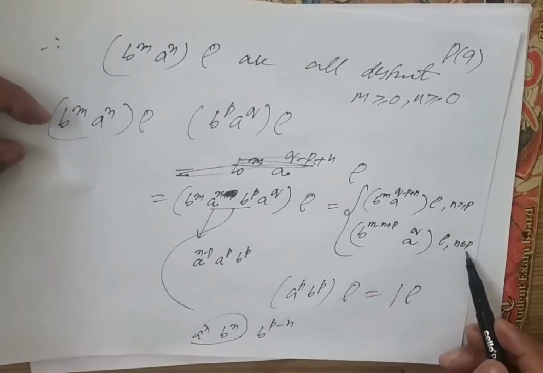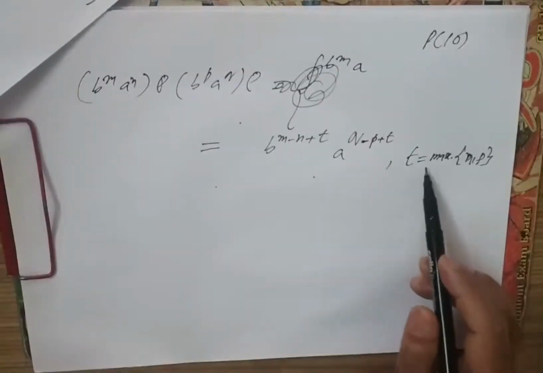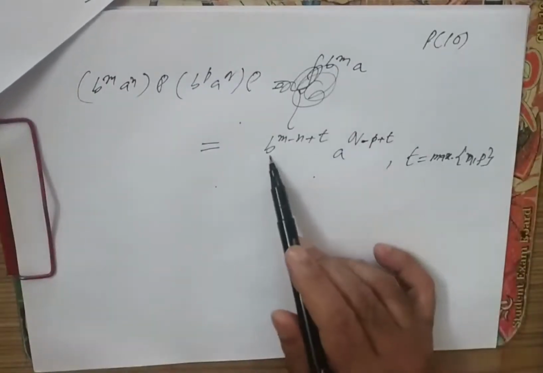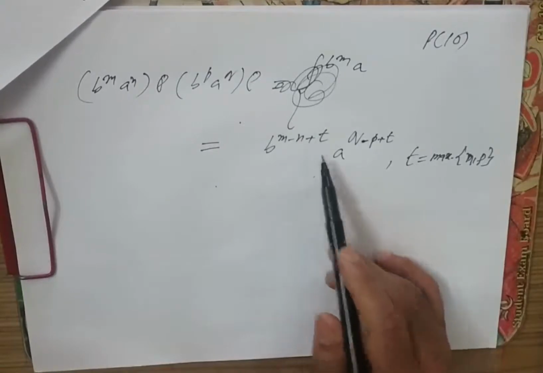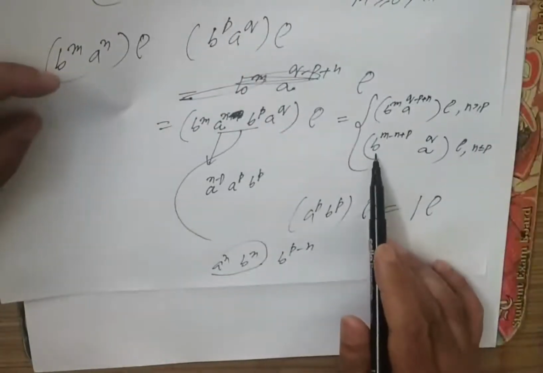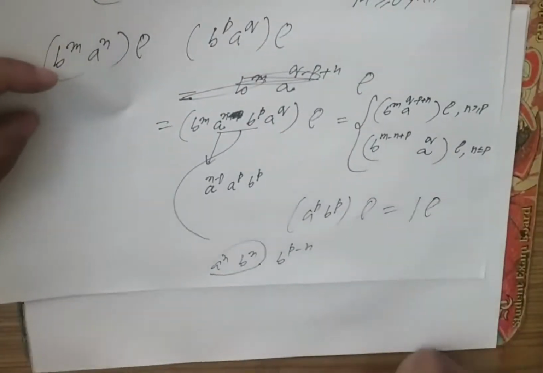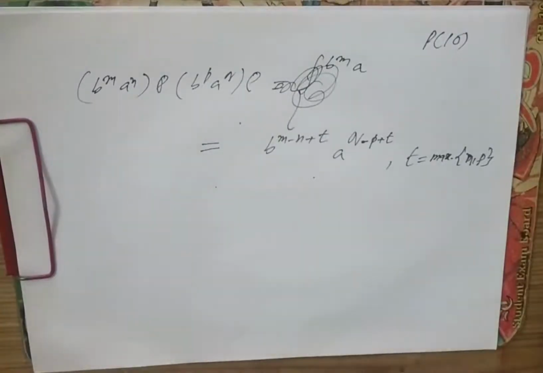If n is less or equal to p, then p is the maximum, then the value of t is p, so then this will be 0. It will be b power m minus n plus p into a power q. So that's this product.